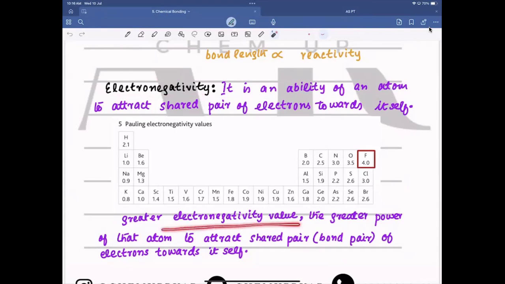So if the electronegativity value is greater, it means that atom has a stronger power to attract the shared pair or bond pair of electrons towards itself. This is Pauling's electronegativity table that is given in the data booklet. Here, if you see the scale, fluorine has the value of 4 and the rest of the elements have electronegativity values lesser than this, right? Yes, sir. So among all the elements, the most electronegative one is fluorine.